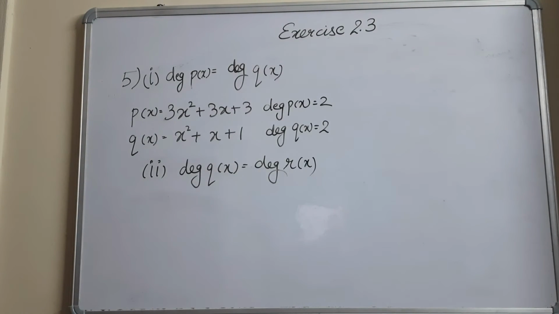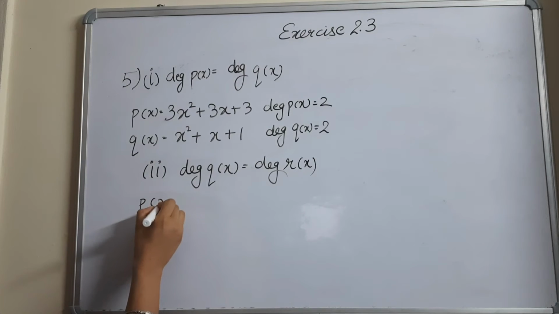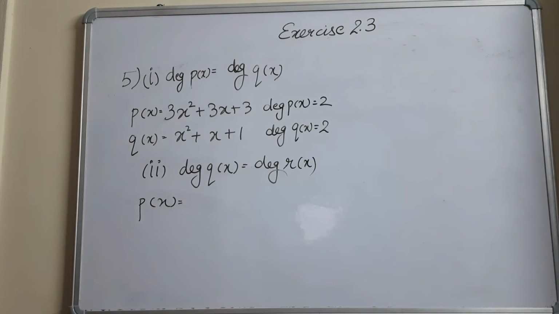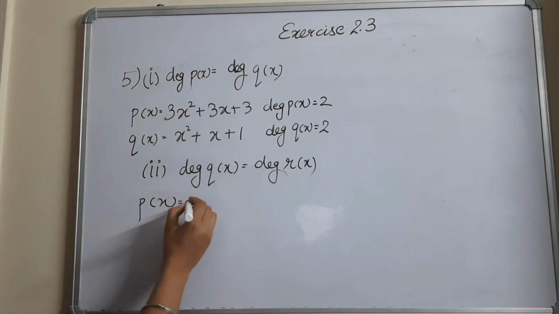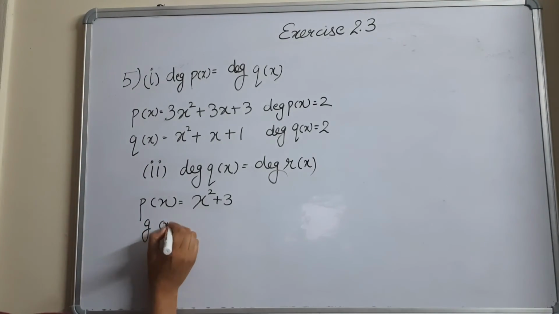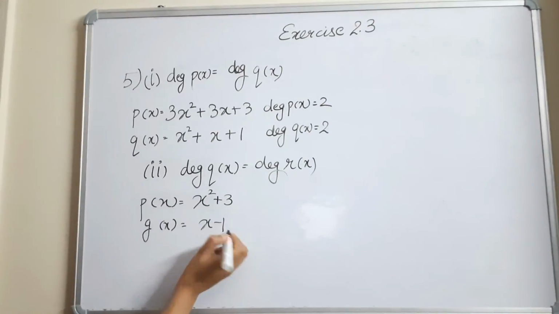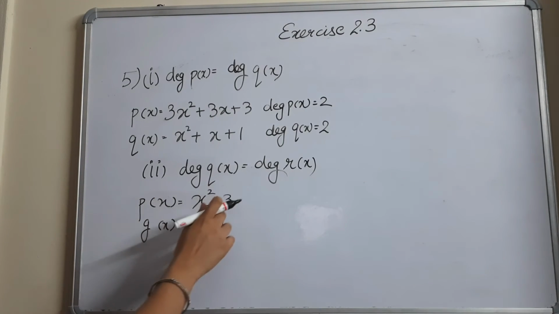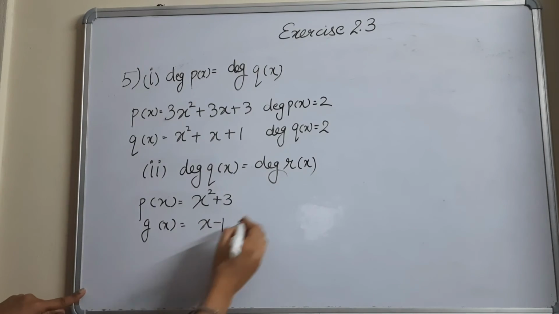Now the next part says degree of q(x) is equal to degree of r(x). I am just taking random examples like p(x) is equal to x square plus 3 and g(x) is equal to x minus 1. Fine. Now you divide p(x) by g(x). So let's do the division.